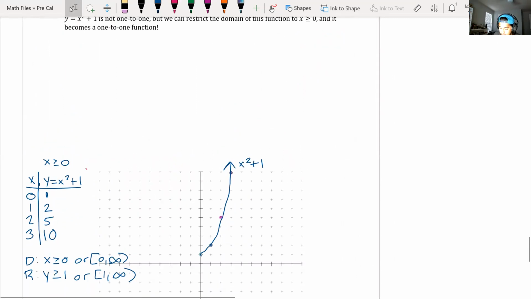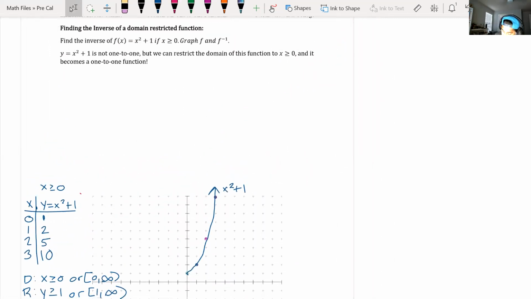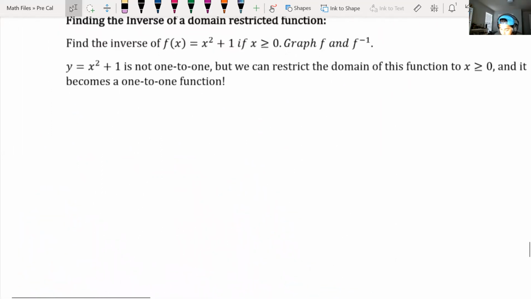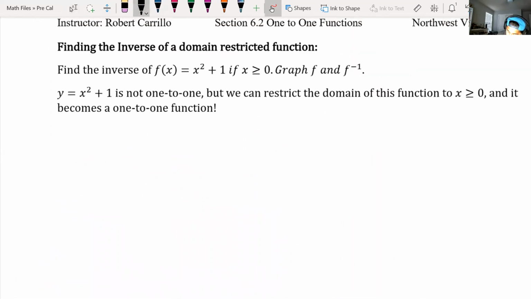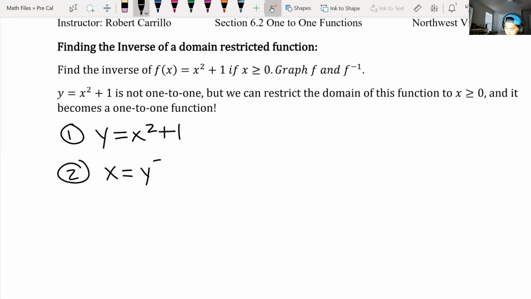So let's go ahead and find the inverse now. Run through those steps. Step 1, we make it y equals x squared plus 1. Step 2, interchange. x equals y squared plus 1. Step 3, solve. So move that 1 over, and x minus 1 equals y squared.